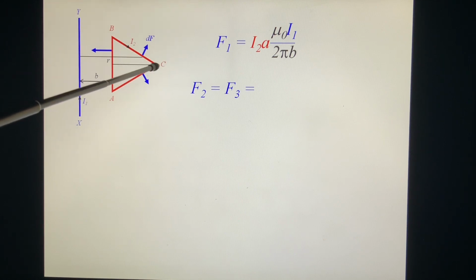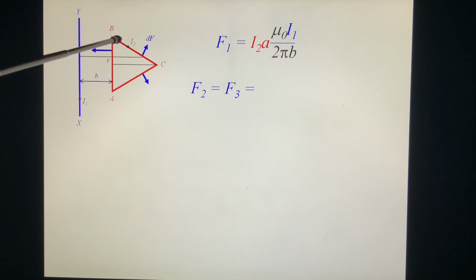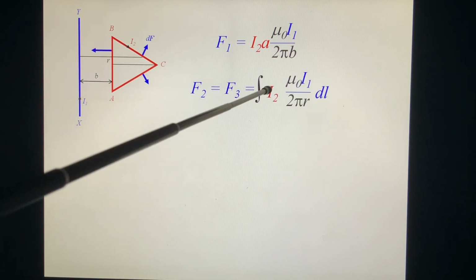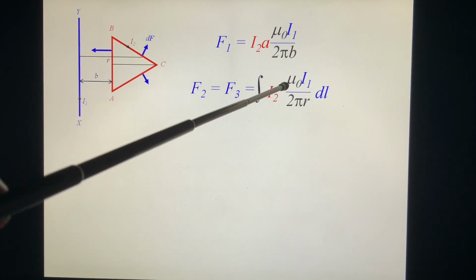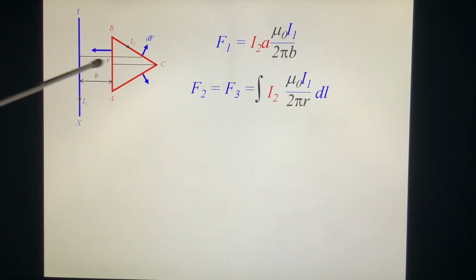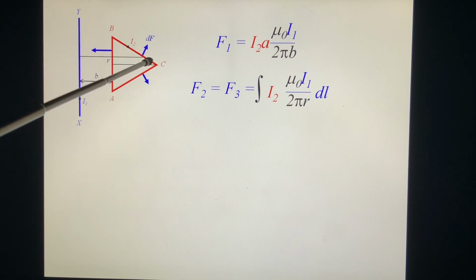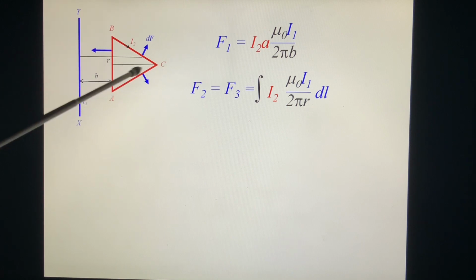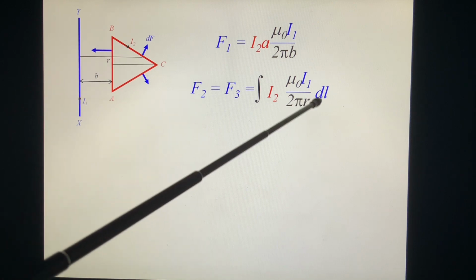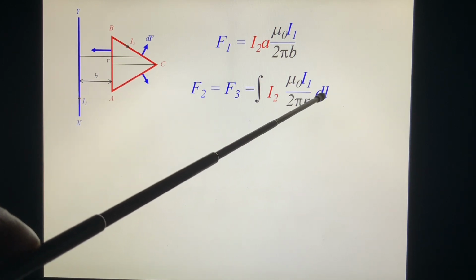What is F2? Let's look at this one. This is equal to I2 dL cross B. B is mu 0 I1 over 2 pi R, where this is R. And then we go to dL. When integrating, we get this dF along this direction. And this is very confusing because dL is along the direction and R is a different direction. In different sections, they are different. So we have to find the relationship between dL and dR.